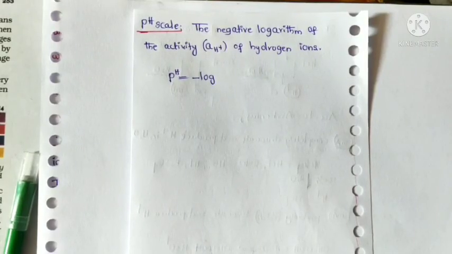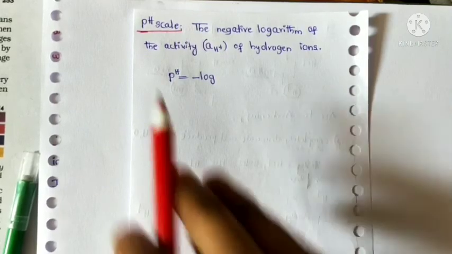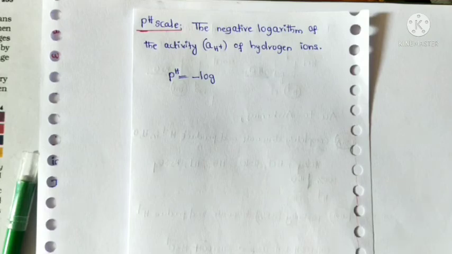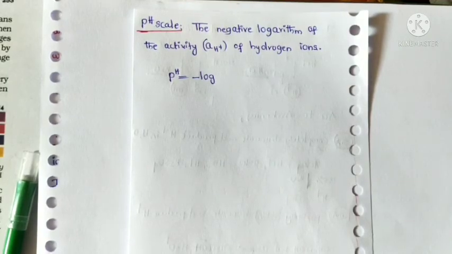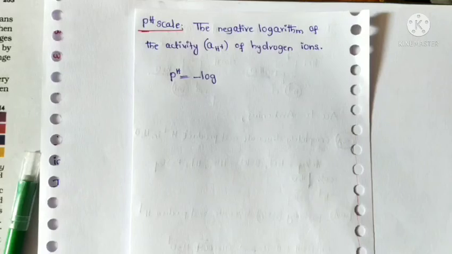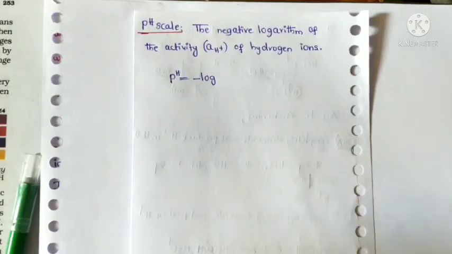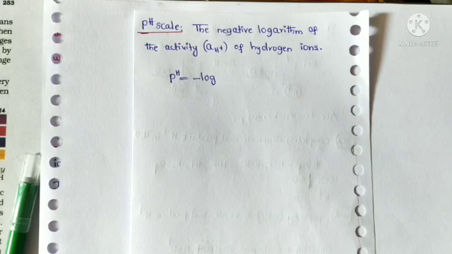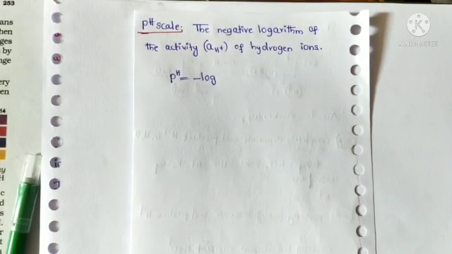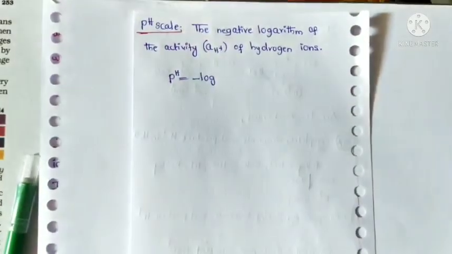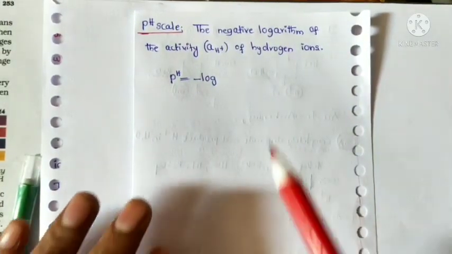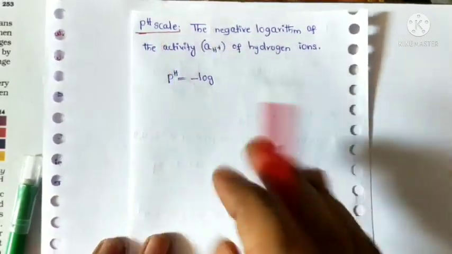To overcome this problem, S.P.L. Sorensen introduced a new scale that is called the pH scale. The pH scale also represents the concentration of hydronium or hydrogen ions. Both are the same, but in the previous section it was inconvenient to express the concentration of hydronium ions or OH minus ions, but here Sorensen introduced a new scale called the pH scale. Now we will see the definition of the pH scale.